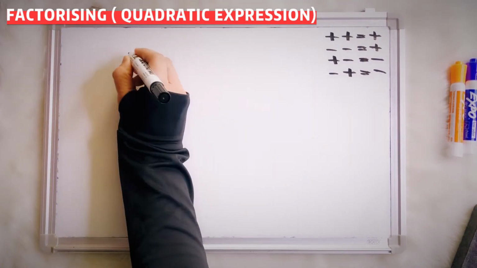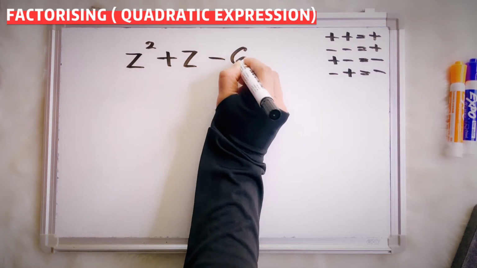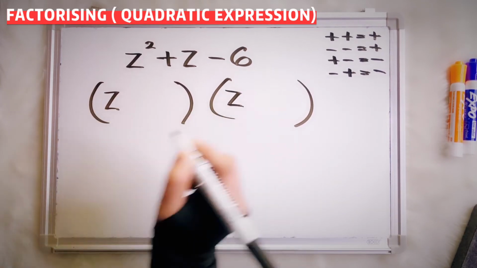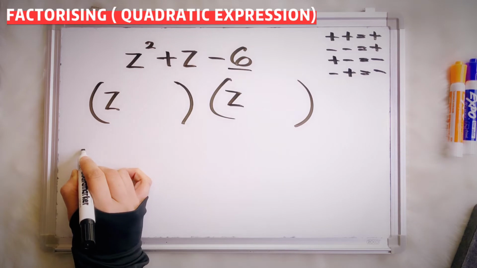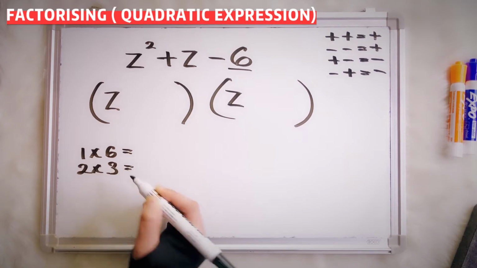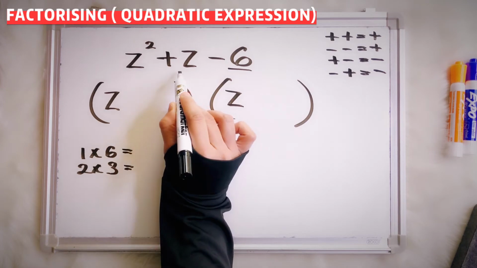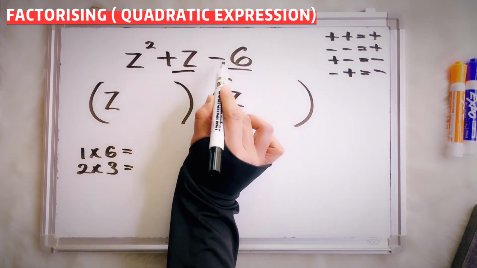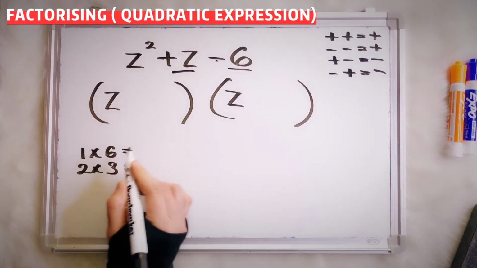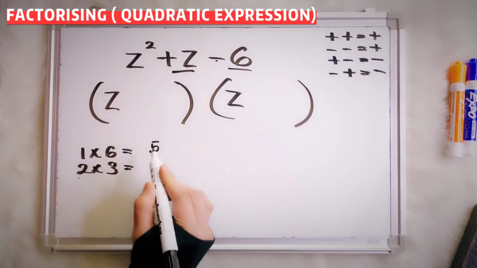I give you z squared plus z minus 6. Square means you have z and z. Now you check here. List first: 1 times 6 equals 6, and 2 times 3. Now we have to check which pair, when we subtract, not add, because we have minus here. 6 minus 1 will be 5. 3 minus 2, you have 1.